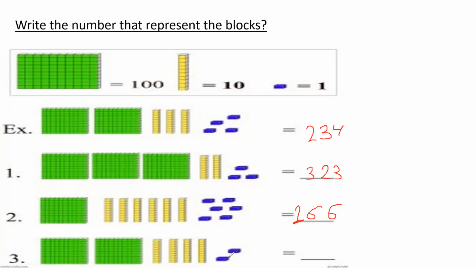Okay, now exercise number 3, starting from the small cubes. 1, 2, 2 small cubes, that means 2 ones. Okay, 2 in the ones. Now what about the longs? 1, 2, 3, 4 longs, this means 4 tens. That means 4 here. And what about the flats? 1, 2, 2 flats, that means 200s. So the number will be 242. So this is the exercise.